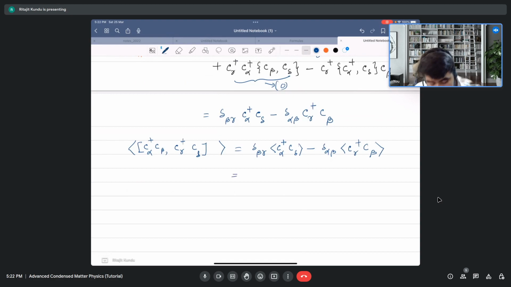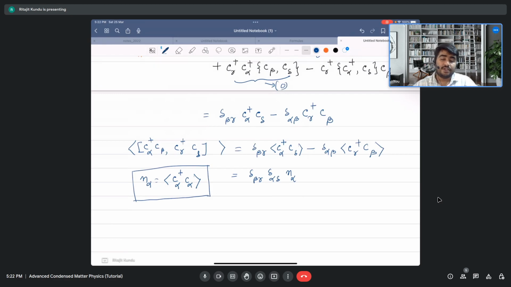Because these C's are already in the eigenstate, this expectation value will only be non-zero if alpha and delta are the same. And if alpha and delta are the same, then the expectation value just gives you the number operator, or the occupation, of that particular state. So this thing simplifies to delta alpha delta and the occupation of, let's say, level alpha. So n alpha here is just C alpha dagger C alpha, the number operator corresponding to the quantum number alpha. Or for a fermionic system, the number of fermions in that particular alpha.